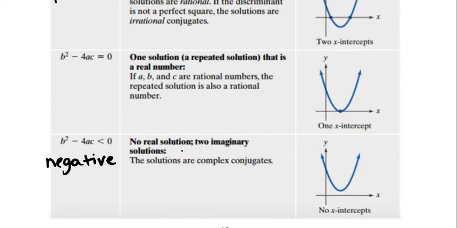So when we were doing the problems earlier, where when we solved them we had an answer that involved i, those were imaginary solutions. And what that tells us about the graph is that the graph of the parabola will never cross the x-axis.